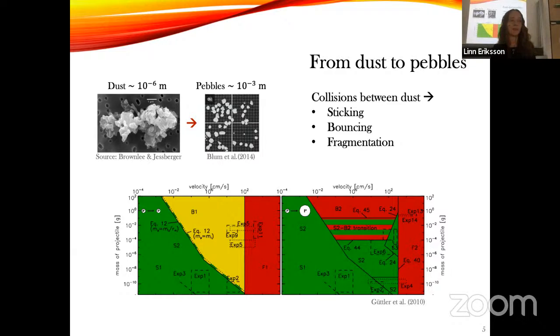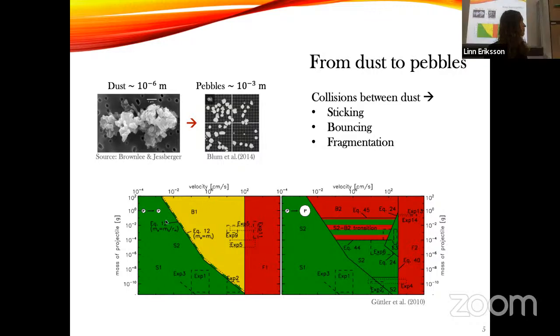And people use laboratory experiments to figure out sort of what happens in which collision. And this has shown that we basically get either sticking, bouncing, or fragmentation. And this model here is a model from Güttler et al. So it's probably the most common collision model out there. And it shows basically the outcome you get in a collision for a certain mass of the projectile and the collisional velocity.